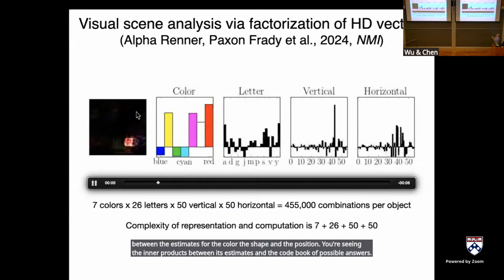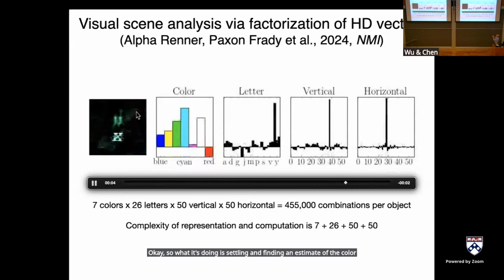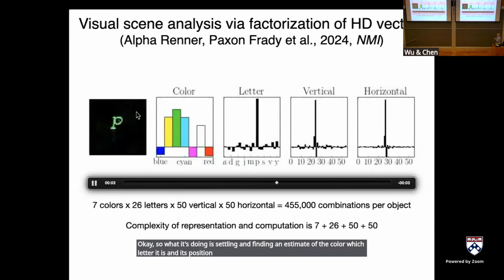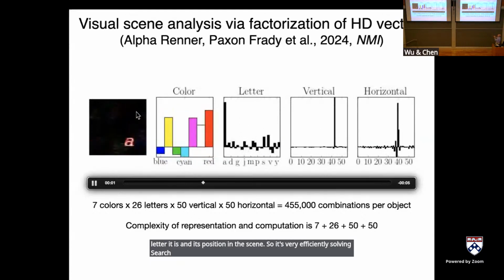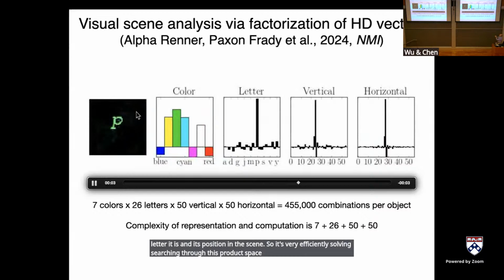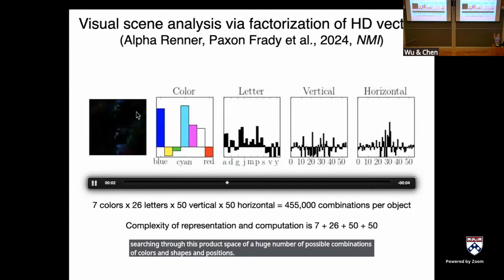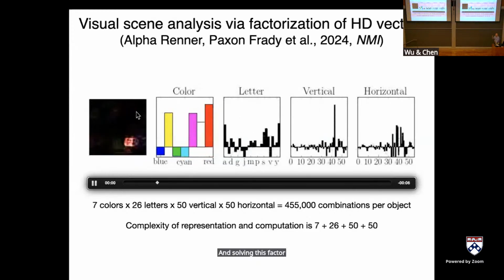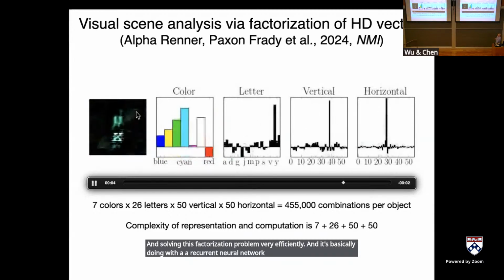Okay, so what it's doing is settling and finding an estimate of the color, which letter it is, and its position in the scene. Okay, so it's very efficiently searching through this product space of a huge number of possible combinations of colors and shapes and positions, and solving this factorization problem very efficiently. And it's basically doing it with a recurrent neural network that can solve that.